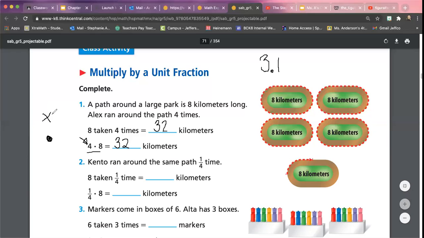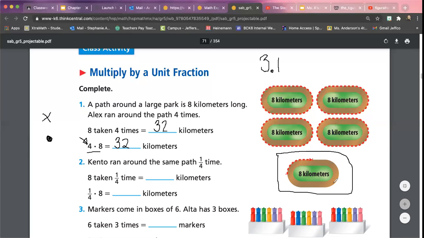Pretty easy, right? I mean, we've done this a bunch of times. Now, that was Alex. Now we have Kento. Kento ran around the same path 1/4 time. So we have his little visual right here. How would we go about figuring out how far he ran? Any thoughts here? What do you think? You need 4 1/4s to make the whole path. Mm-hmm. So how many kilometers do you think he ran?